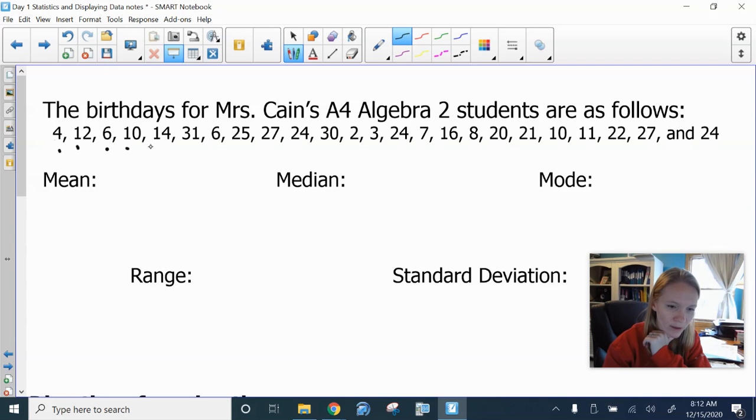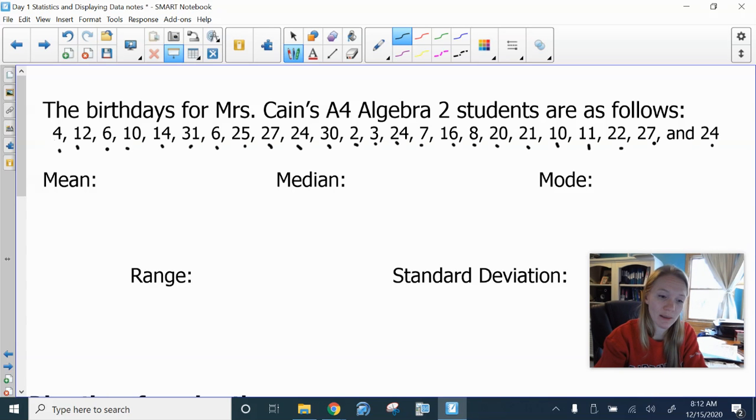1, 2, 3, 4, 5, 6, 7, 8, 9, 10, 11, 12, 13, 14, 15, 16, 17, 18, 19, 20, 21, 22, 23, 24. So I have 24 sets of data here.